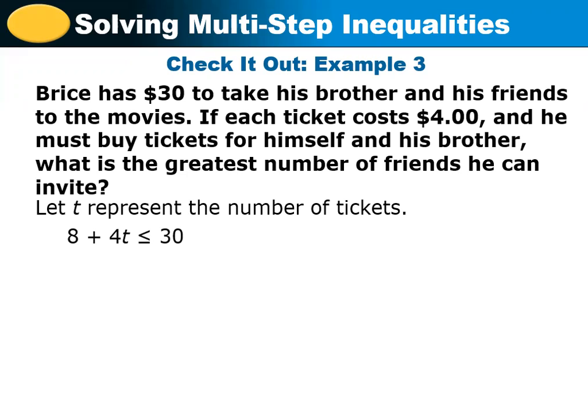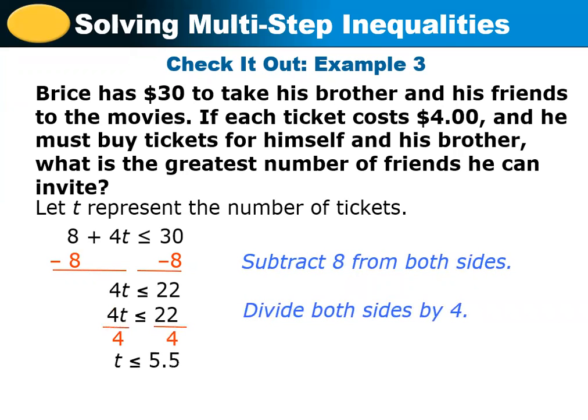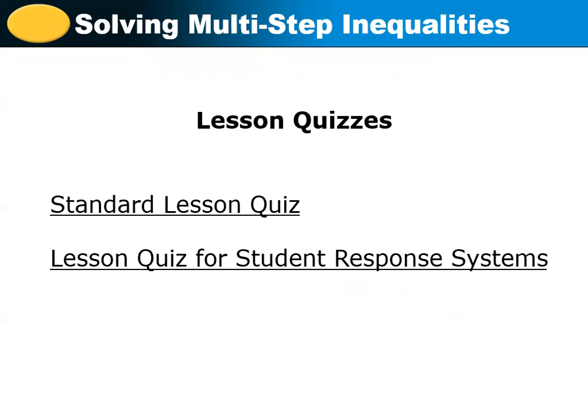So his brother and his friends, we want to know how many friends he can invite for his budget to be 30. Solving normally, the answer will be equal to 5.5. So how many friends can he invite? We can't move up. It should be moved down. So it will be 5 friends, to invite 5 friends, and himself and his brother.